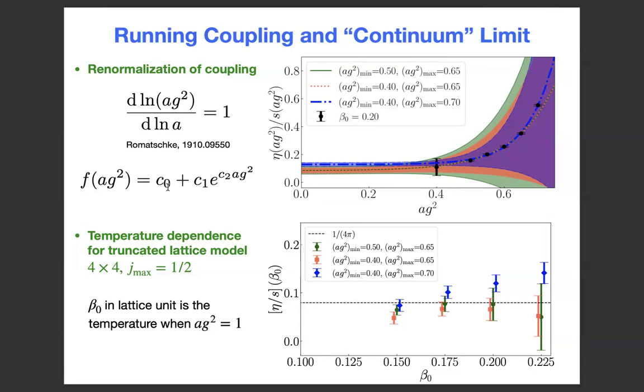But I'm not claiming this is a physical result. We have a lot of caveats because of the truncation of the local Hilbert space. But remarkably, we get a value that is very close to 1/4π. And then we tried several temperatures, which are labeled by this beta 0 in the second plot, and we try to get the zero coupling, or zero lattice spacing, results. Up to the uncertainties, we find consistency with the holographic result 1/4π. The uncertainties are quite large when the temperature is small.